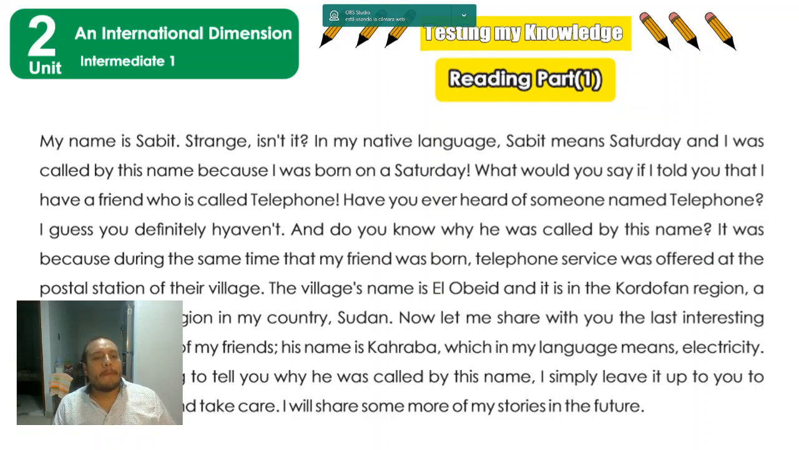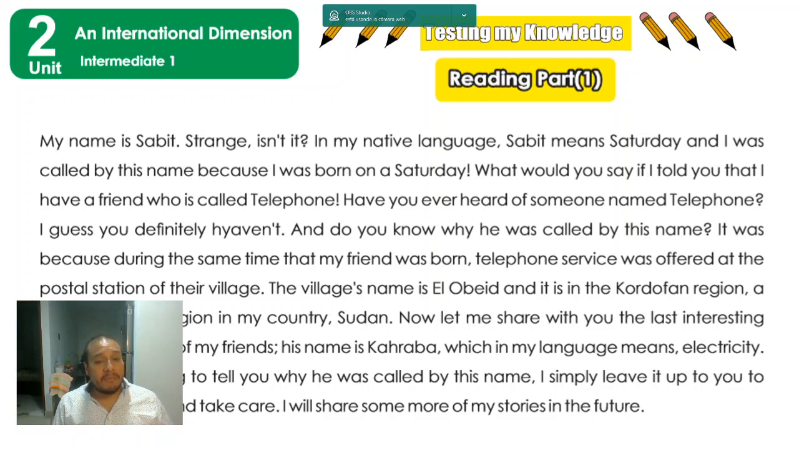Let's take a look. My name is Sabit. Strange, isn't it? In my native language, Sabit means Saturday. And I was called by this name because I was born on a Saturday. What would you say if I told you that I have a friend who is called Telephone? Have you heard of someone named Telephone? I guess you definitely haven't. And do you know why he was called by this name?